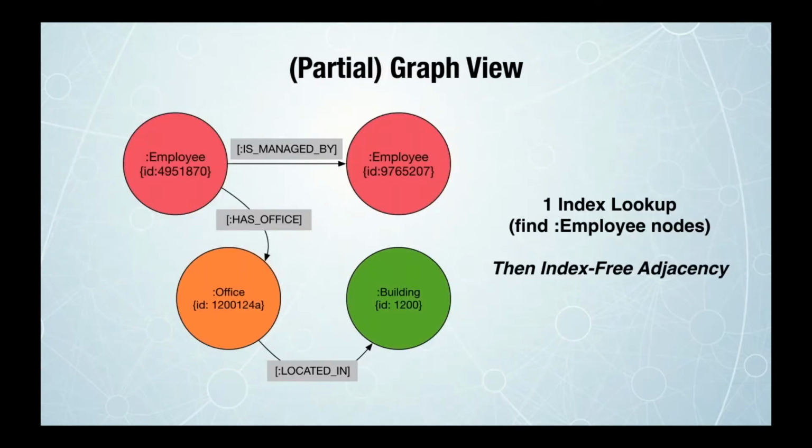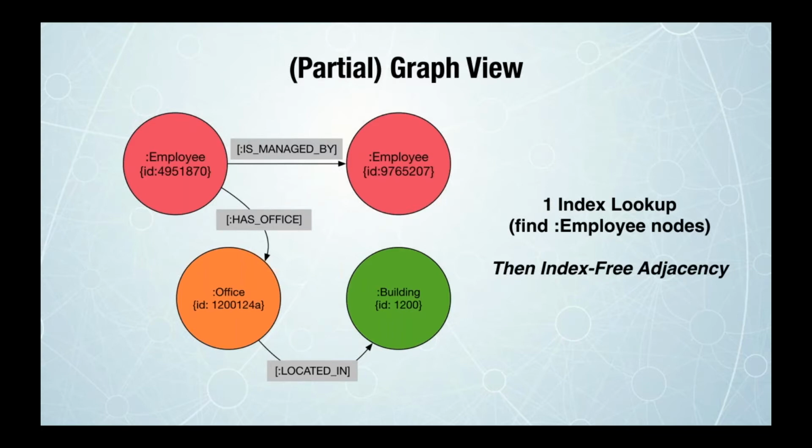Alternatively, from a graph database perspective, or a native graph database perspective, this is the property graph model. You're seeing what are nodes, or the nouns in the model. You're seeing the verbs, which are the relationships in the model. And you would do a single index lookup to find your employee nodes, or to find a particular employee. But then as you traverse the graph, as you follow the relationships from one employee to their office to the building, you are not doing additional index lookups.